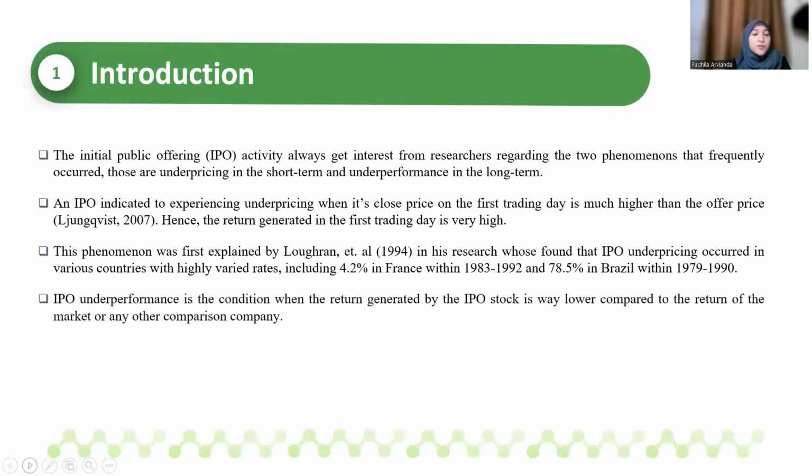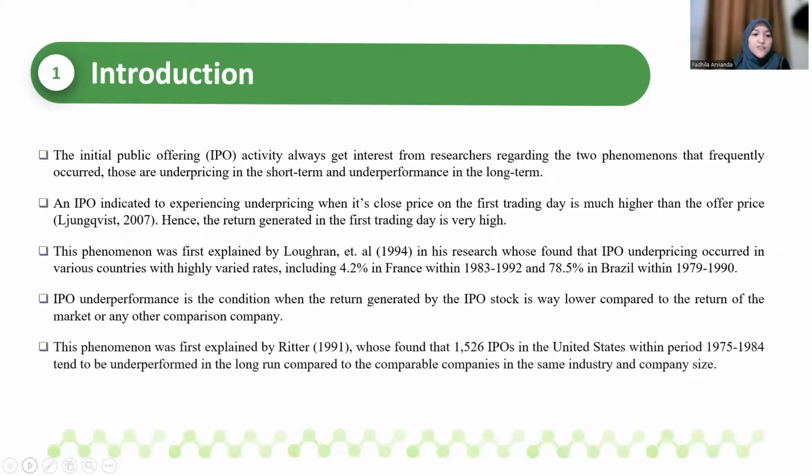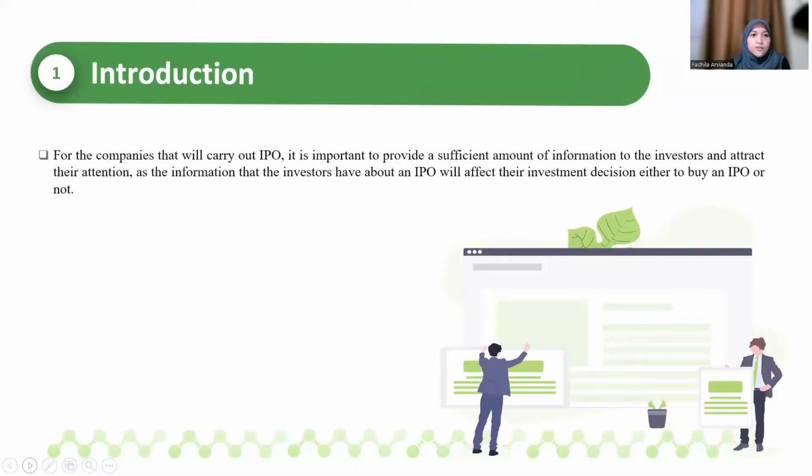The next is IPO underperformance. IPO underperformance is the condition when the return generated by the IPO stock is way lower compared to the return of the market or any other comparison company. This phenomenon was first explained by Ritter in 1991, who found that in the United States, IPOs tend to underperform in the long term compared to comparable companies in the same industry and company size.